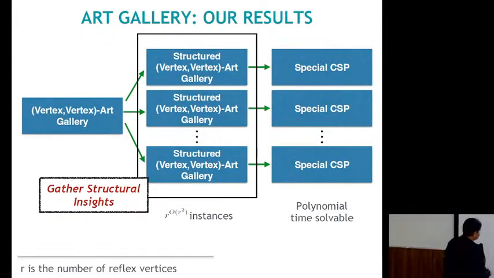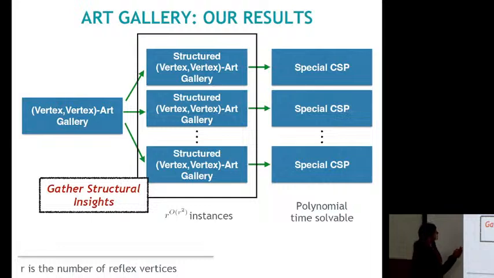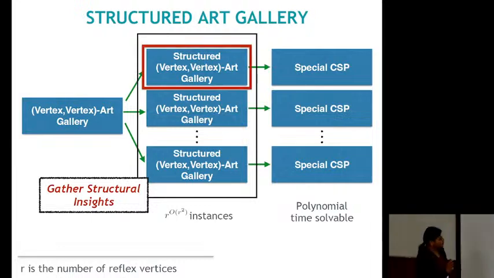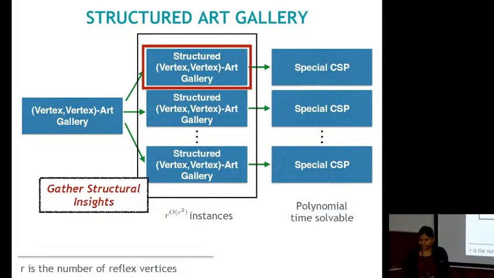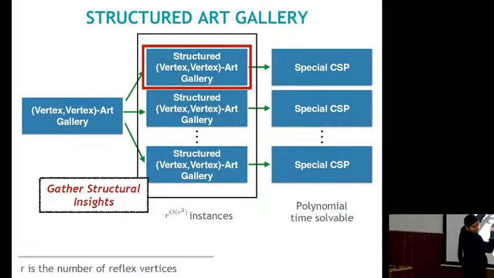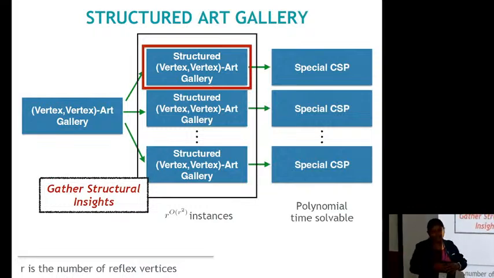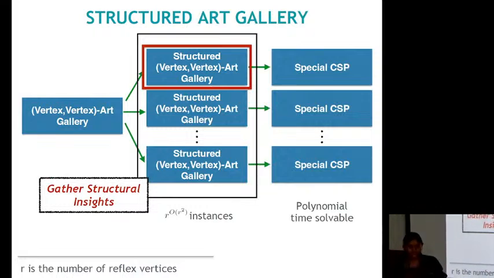Now let's try to gather structural insights to turn it into structured versions. First let us understand what information we will guess, and then we'll see how with this amount of structure we can write it as a CSP.